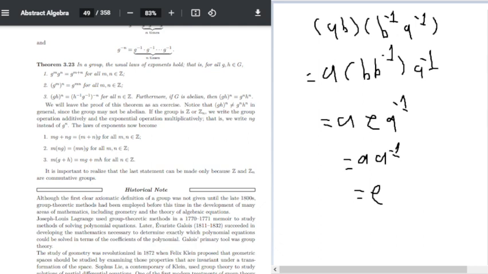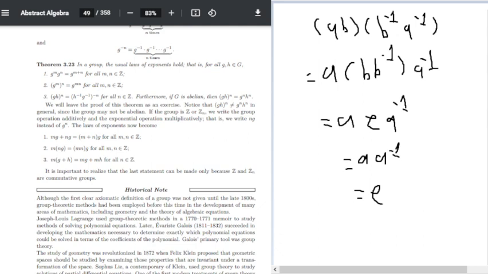Furthermore, note here something important. If G is abelian, and we must have that G is abelian, then gh to the n equals g to the n h to the n. We will leave the proof of this theorem as an exercise. Notice that gh to the n is not equal to g to the n h to the n in general, since the group may not be abelian.